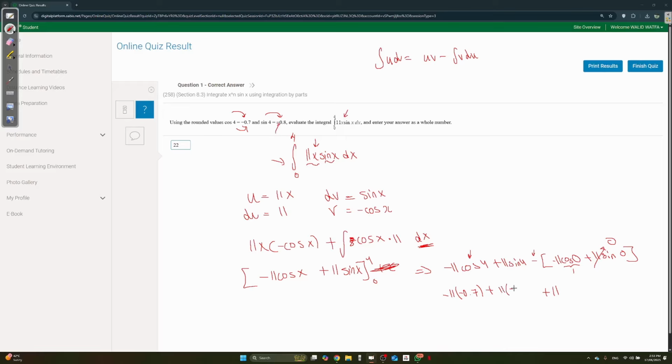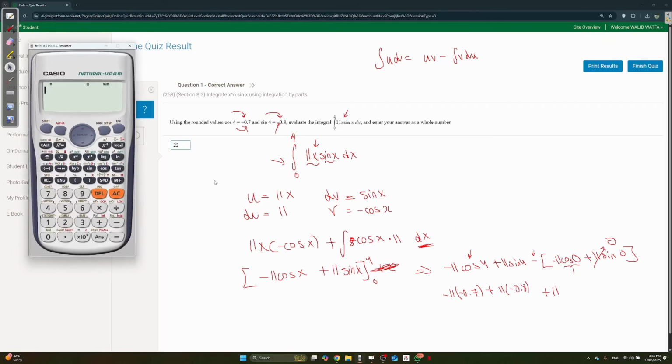So 11 times minus 0.8. Let's do this on our calculator. So minus 11 times minus 0.7 plus 11 times minus 0.8 plus 11, you get 9.9. How do I get 9.9? Give me a sec. Okay, I'm taking a look now. This 11x, I forgot to take it down here. It's 11x times negative cosine x. So I forgot to put the x down.